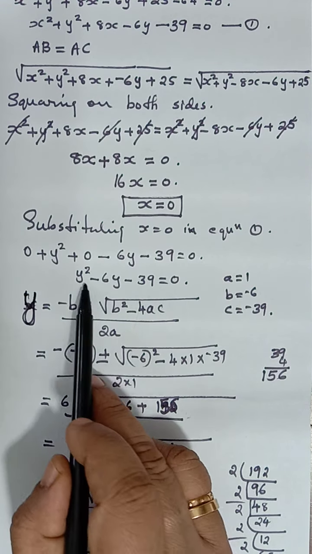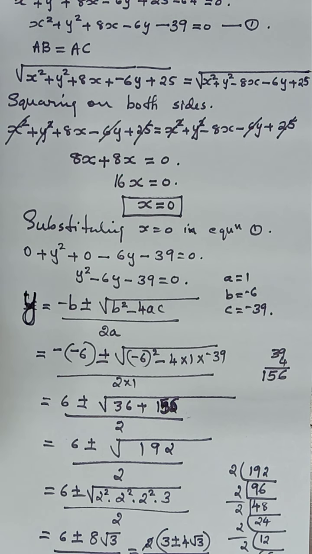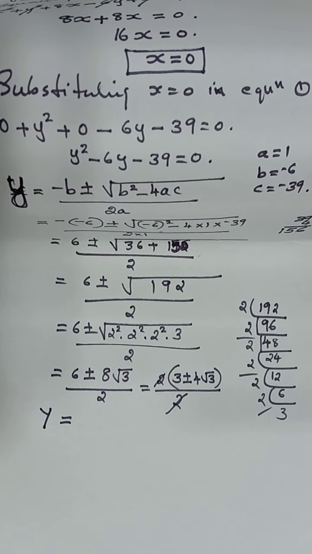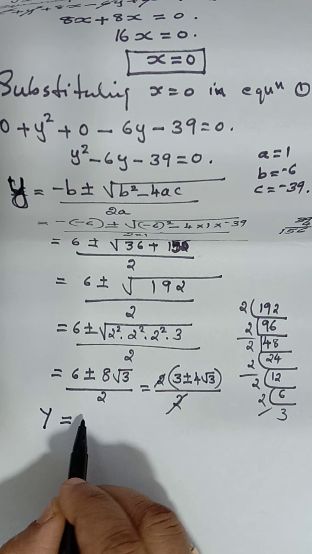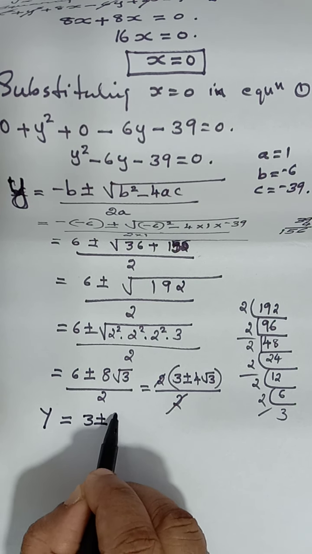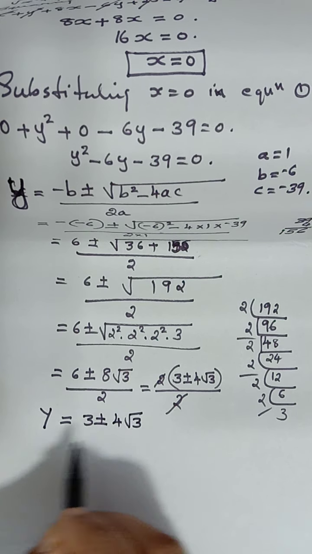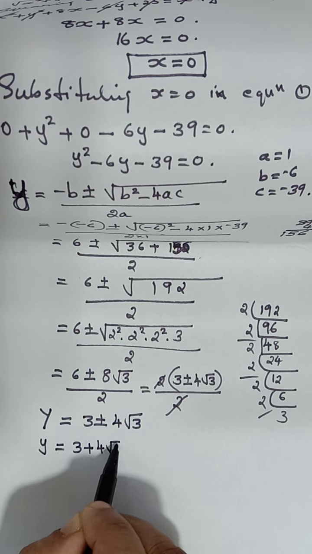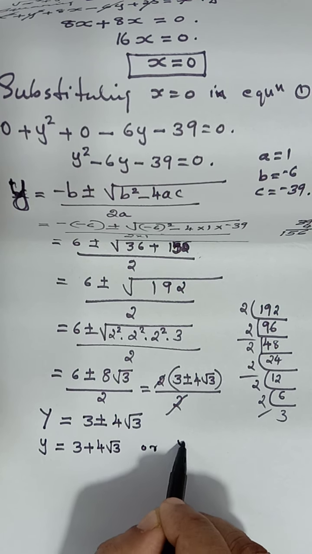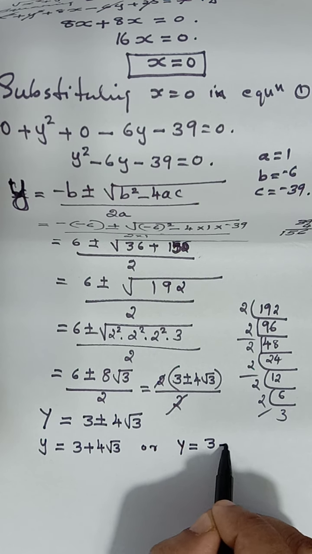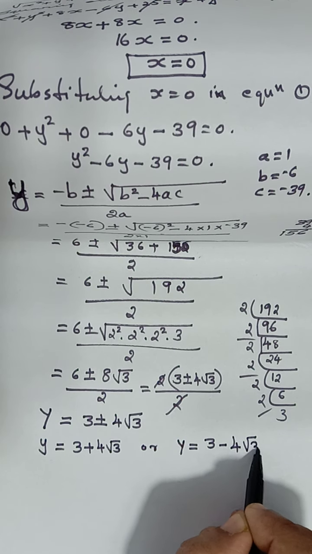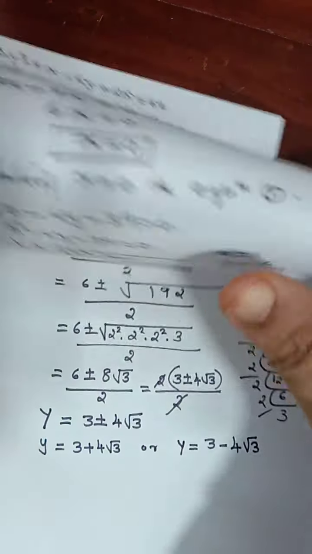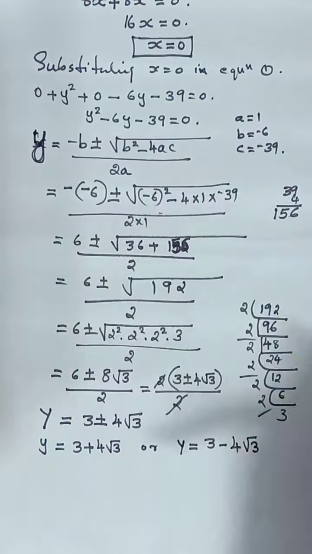So y is the variable, and we have found y. Here you can see, children, y is equal to 3 plus or minus 4 root 3. So y has two values: y is equal to 3 plus 4 root 3, or y is equal to 3 minus 4 root 3. But be careful when you come back to the question. You will understand that.